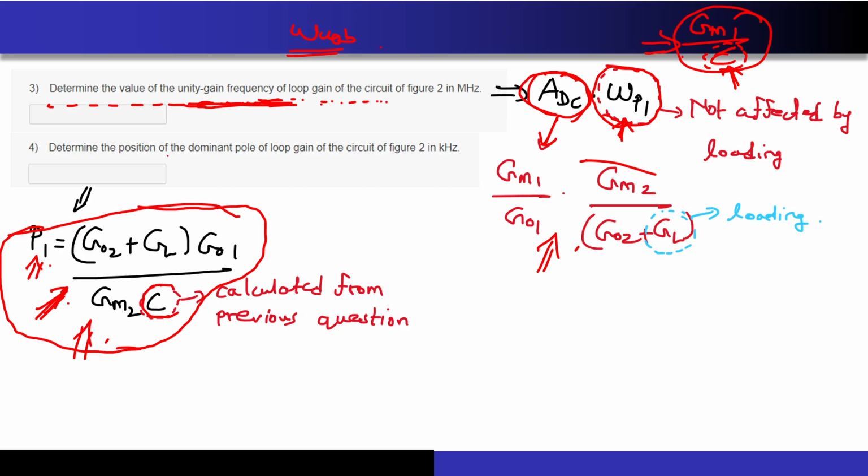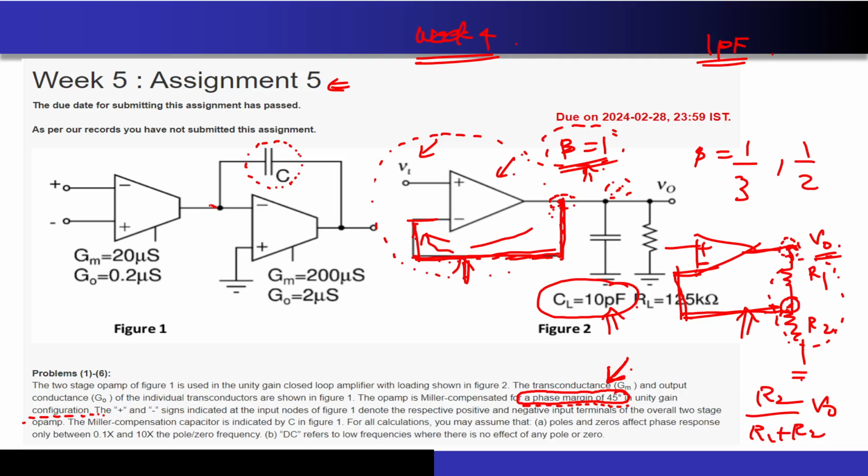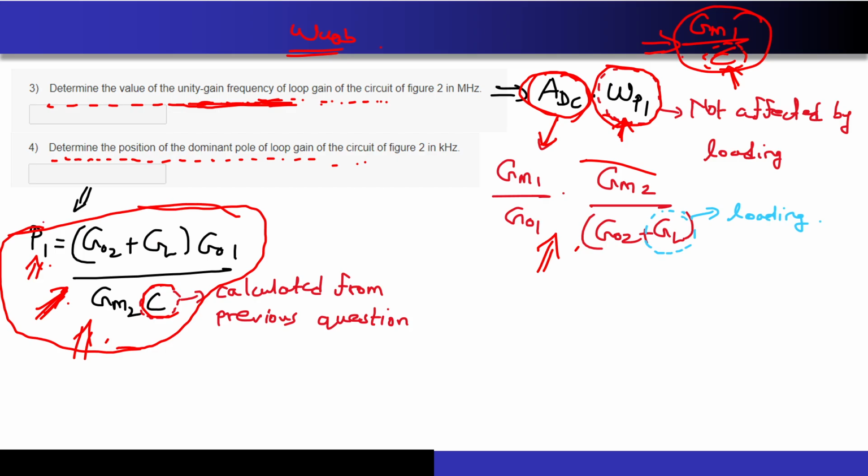Correct. Now the next thing is they are asking us to determine the position of the dominant pole of the loop gain. Correct. So the dominant pole of the loop gain will also occur at this particular node over here. Correct. Because this particular stage has a lot of gain. This particular stage has a lot of gain. So the amount of effective capacitance that I will see over here is going to be huge. Correct. This is going to be huge. So that is why the dominant pole will be represented by this particular expression.